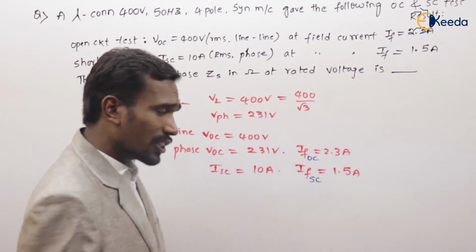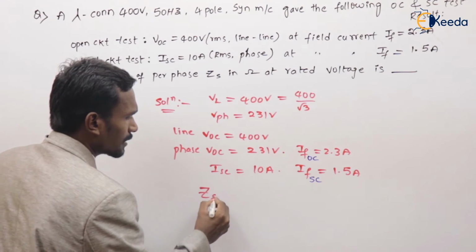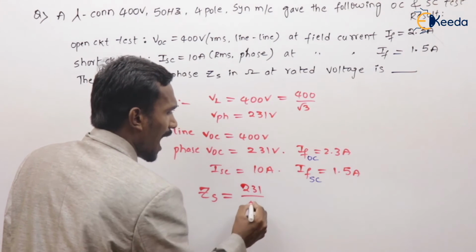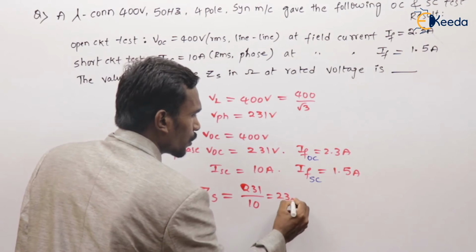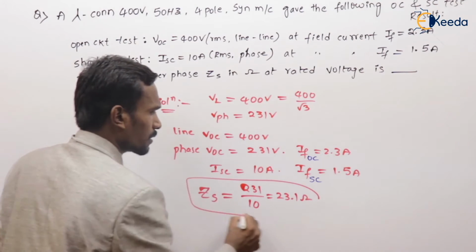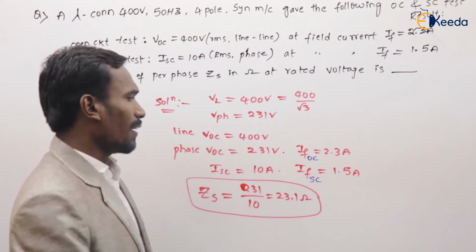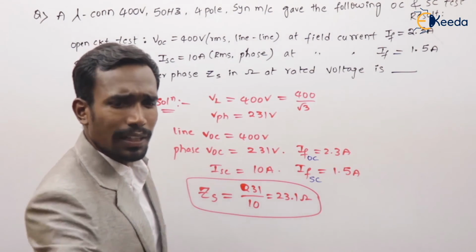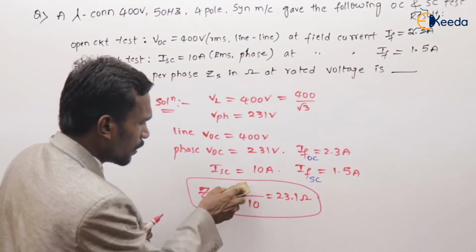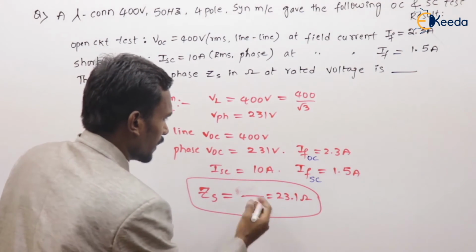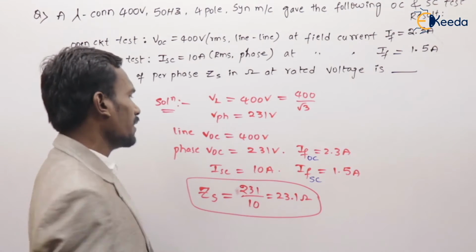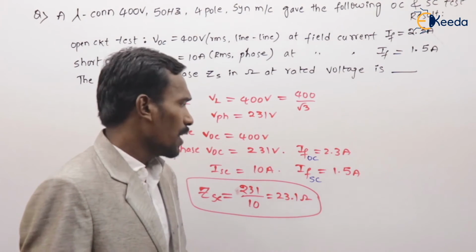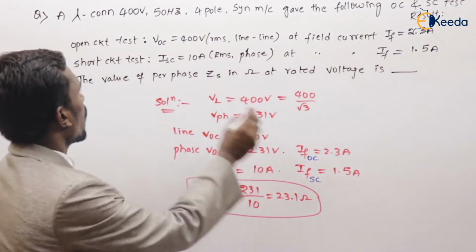Then generally, the synchronous impedance ZS is equal to EOC by ISC. Its value is 23.1 ohms. What is this value? This is the value of 23.1 ohms. So ZS or ZSC, the short circuit impedance, is 23.1 ohms.